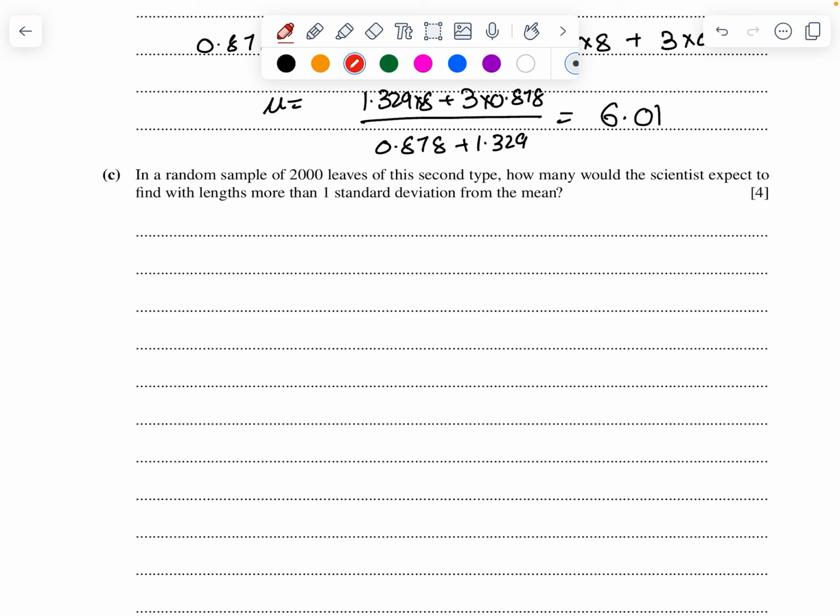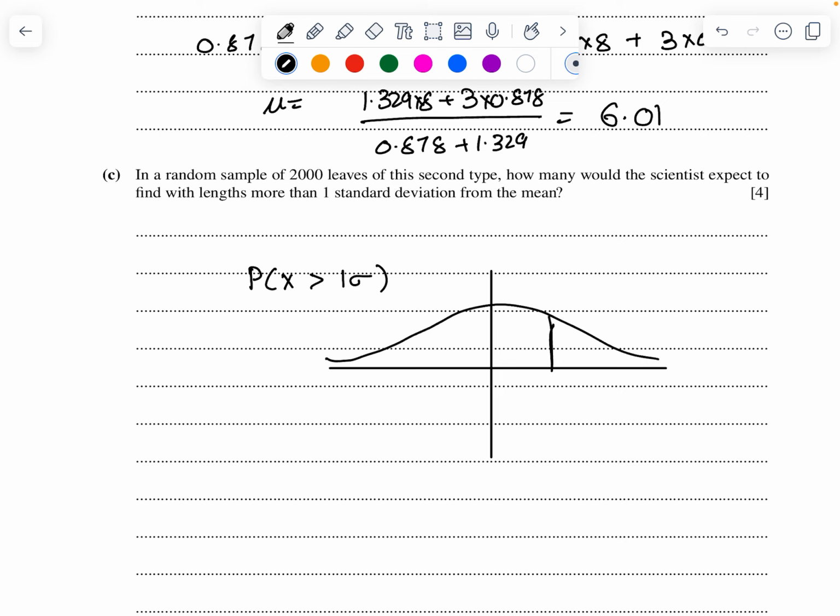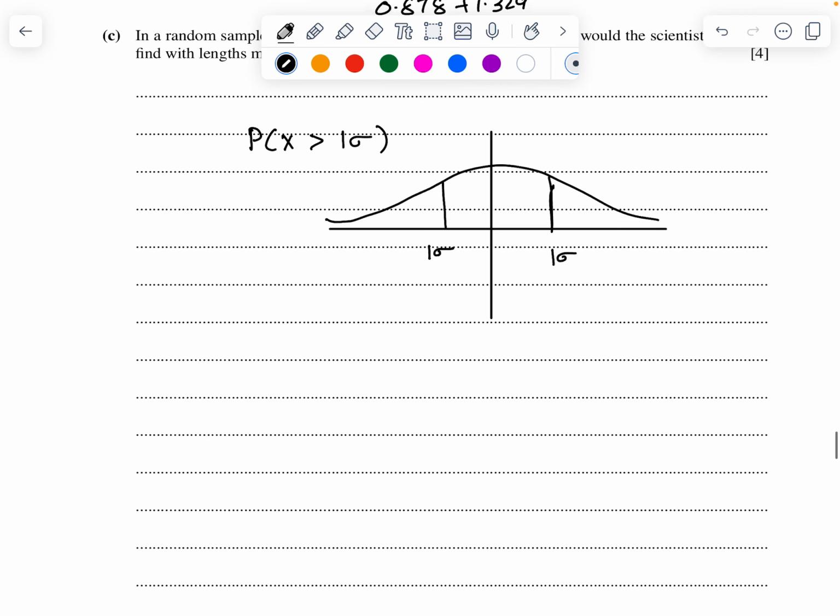the lengths more than one standard deviation from the mean. Probability of x greater than one standard deviation. Lengths more than one standard deviation from the mean. So what is that? If this is the graph, over here it is one standard deviation and over here it is one standard deviation. So it can be two ways.